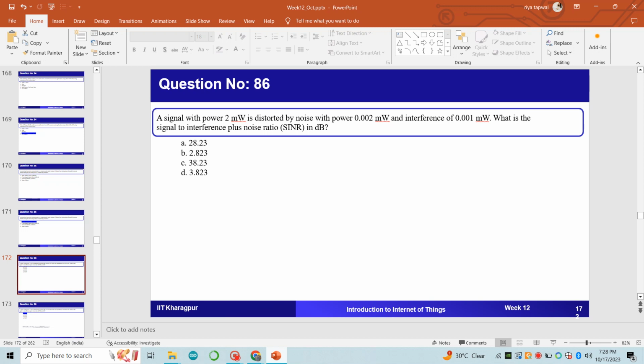Is it A? Yes, it's 28.23. So this is the formula: 10 multiplied by log base 10 of signal power divided by interference power plus noise power.